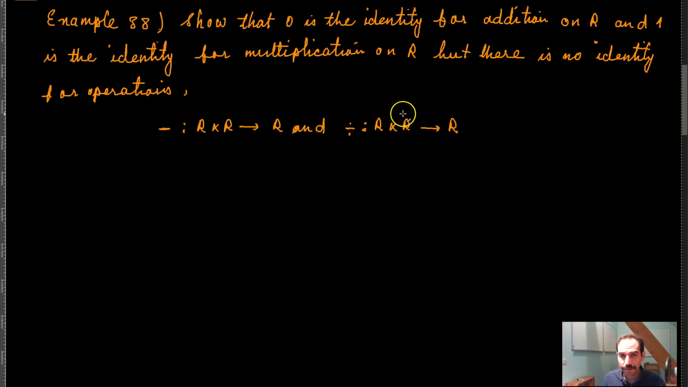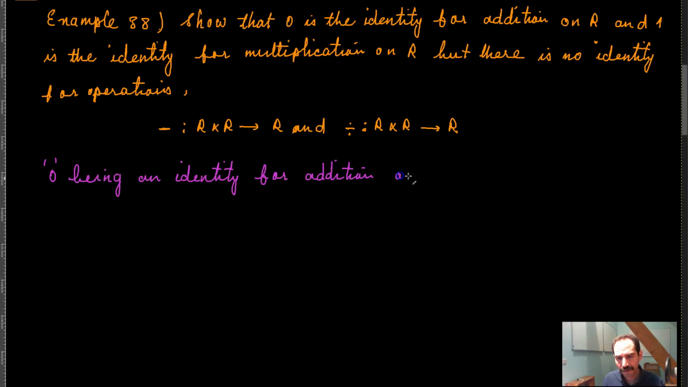Now the solution here is basically about 0 being an identity for addition on R. So you have A plus 0 is equal to 0 plus A is equal to A. And also you know that A times 1 is the same thing as 1 times A is the same thing as A for all A belonging to R.